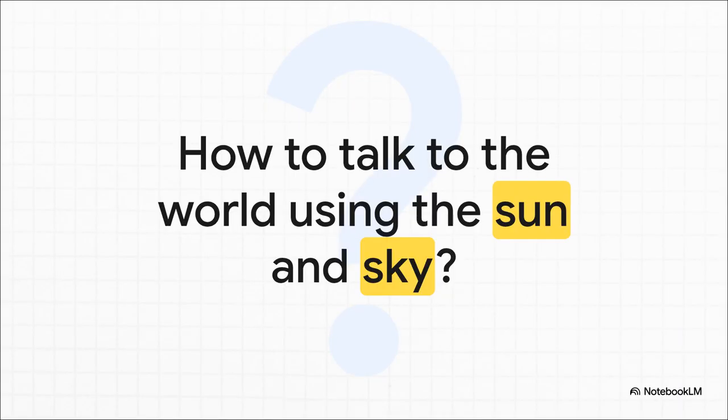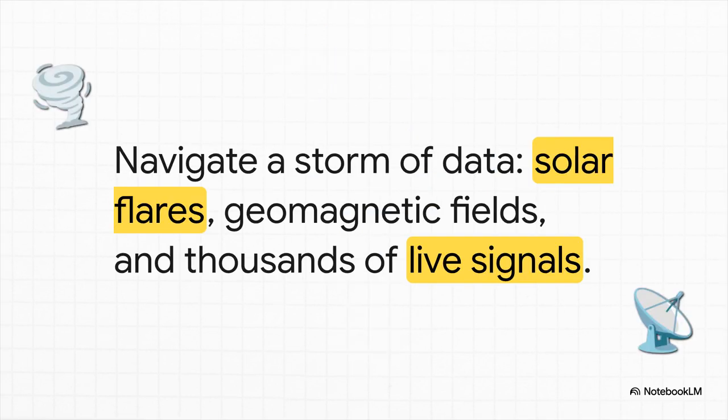How do you do that? Forget Wi-Fi, forget cell towers. We're talking about bouncing radio waves off the ionosphere, this invisible, ever-changing layer of our atmosphere that's controlled entirely by the sun. Your network is literally the sky, and your router, it's a star 93 million miles away.